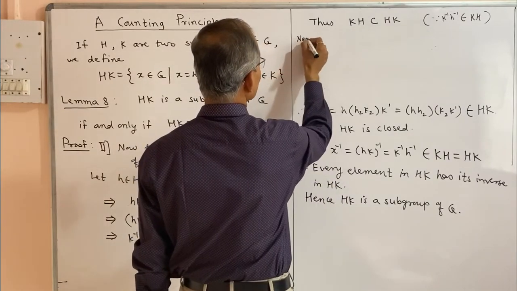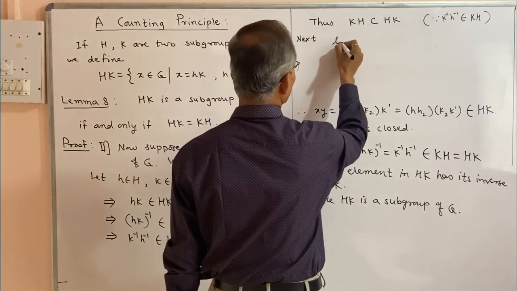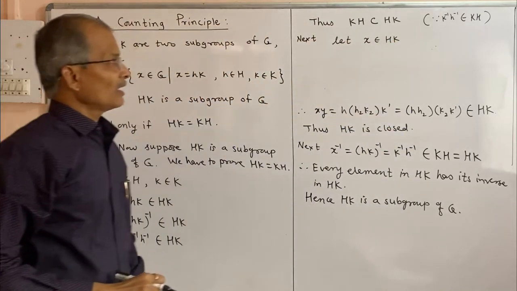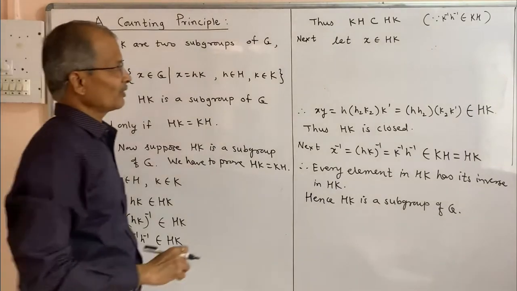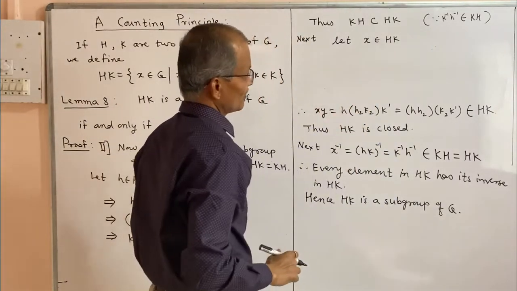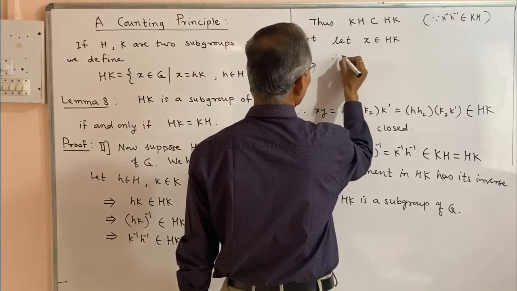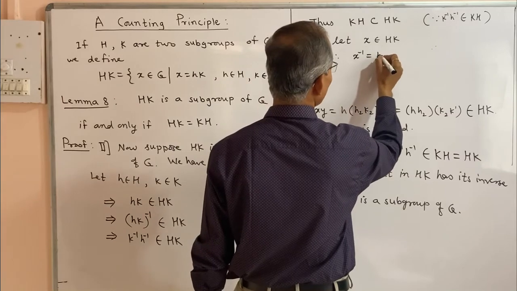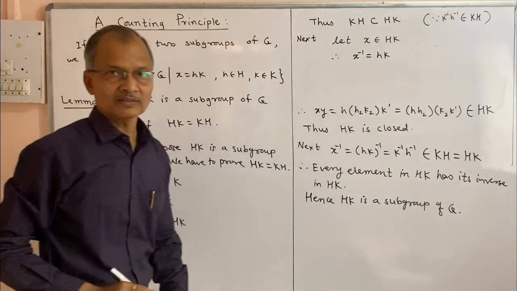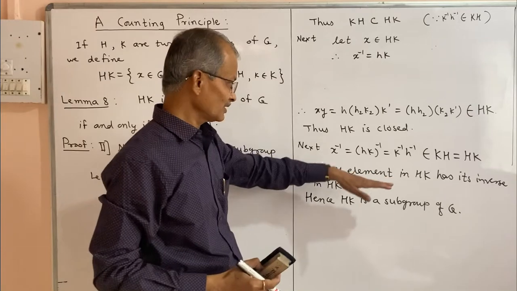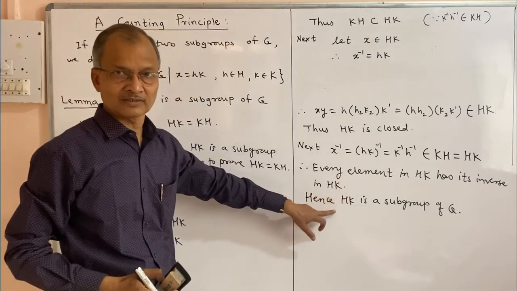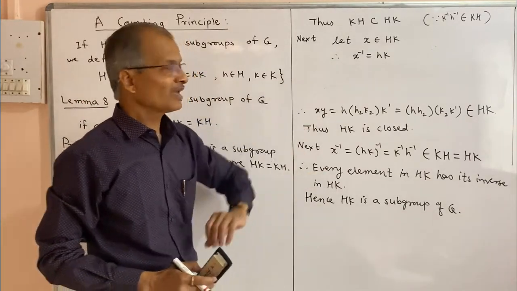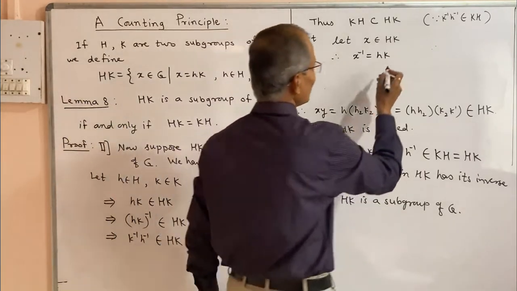Next, let X belong to HK. We have to prove HK is a subset of KH, and for that purpose we have considered X belongs to HK. So therefore X inverse also belongs to HK, since the inverse exists in HK. Every element has its inverse in HK. So X has its inverse in HK, meaning X inverse is in the form hk. So this belongs to HK.